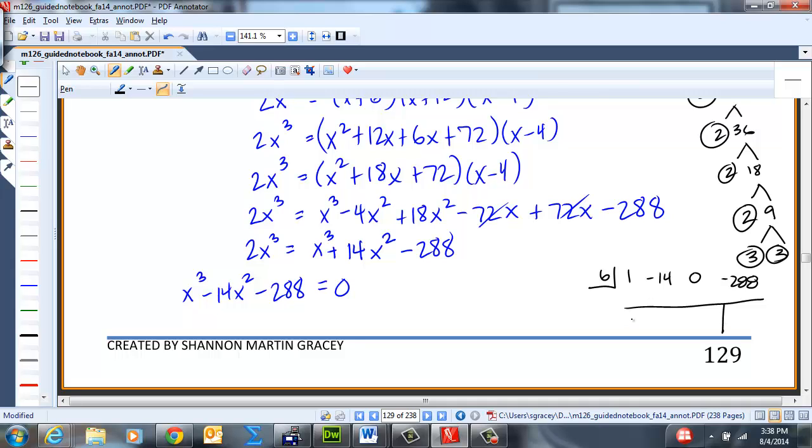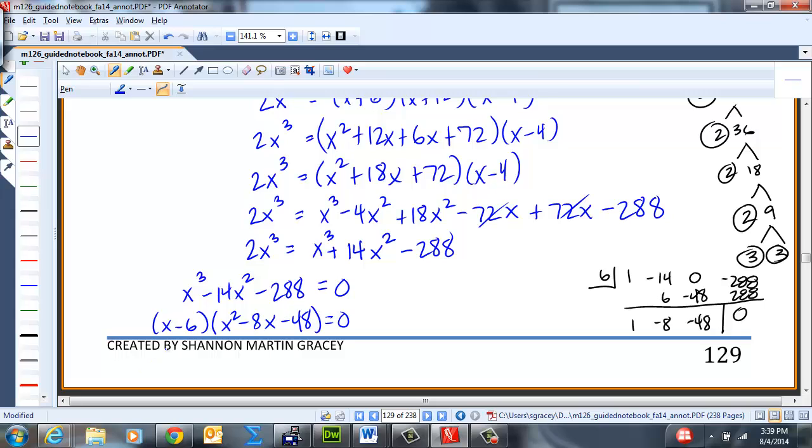So bringing down the 1, times 6 is 6. We'll get a negative 8 here. Negative 8 times 6 is negative 48. And negative 48 times 6, oh, we got lucky, is 0 remainder. So 6 is a factor. So that means x minus 6 times x squared minus 8x minus 48 is 0.